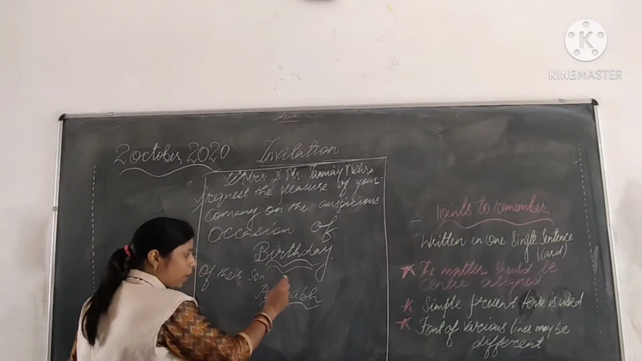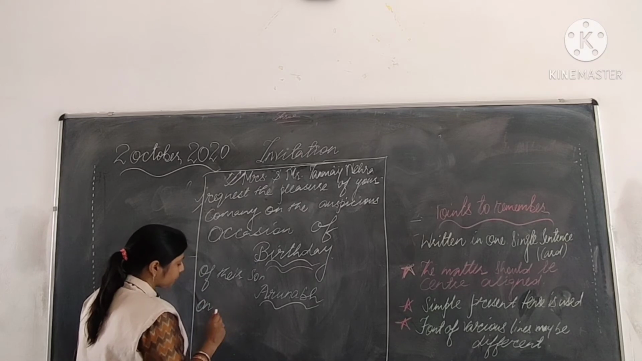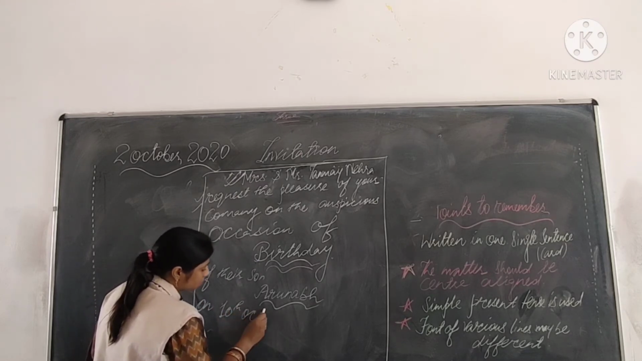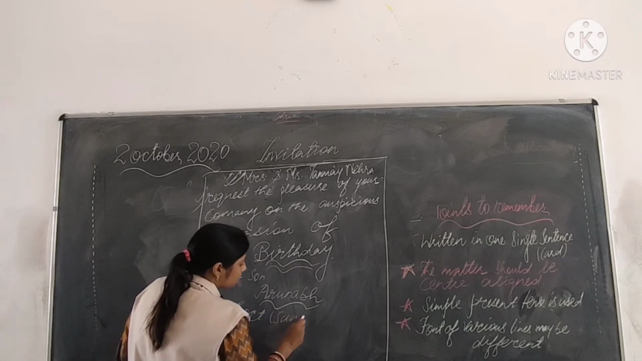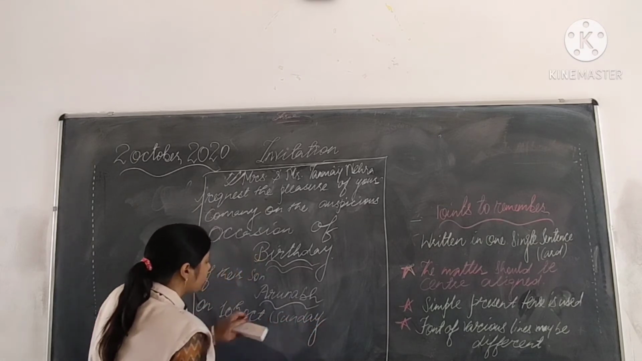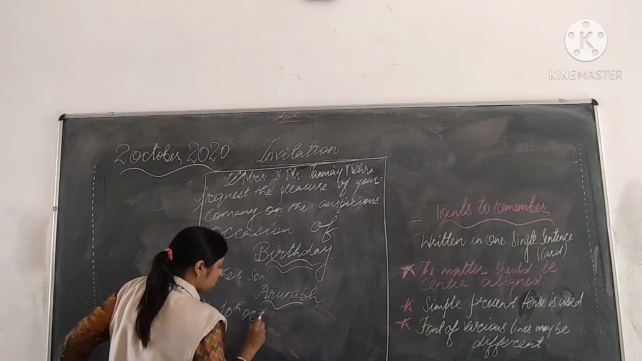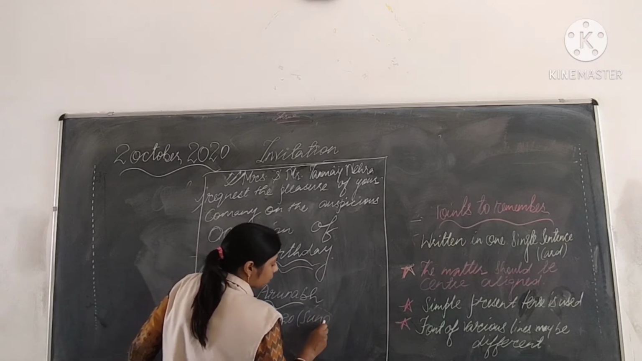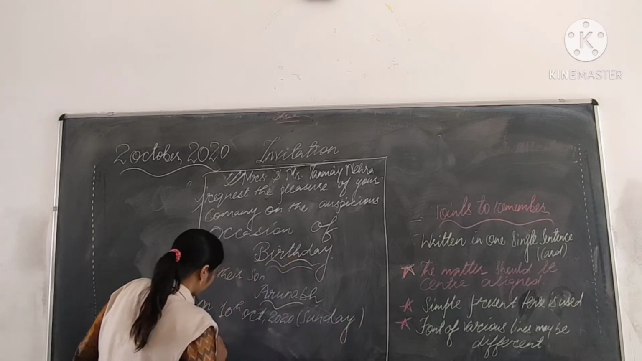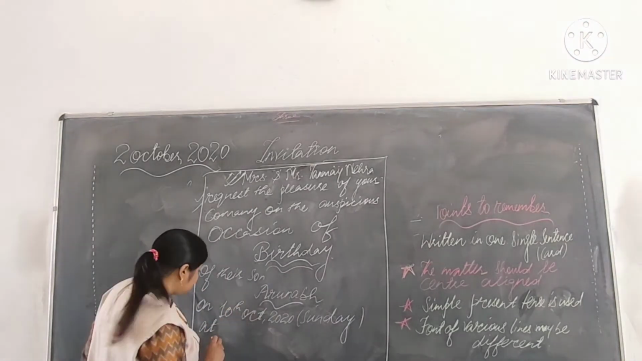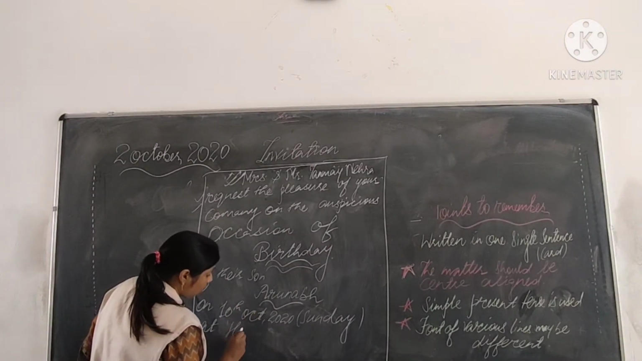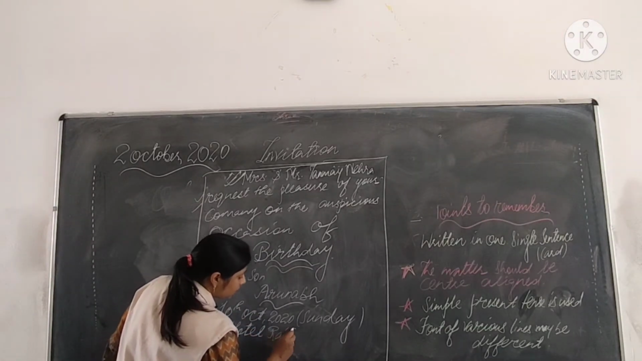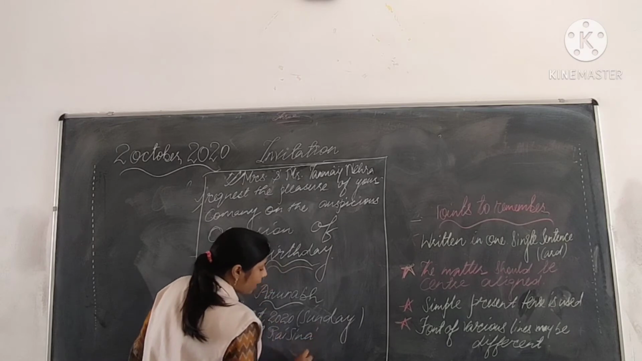Okay. So, Arunab, on 10th October, Sunday, on 10th October 2020, Sunday, okay, at their residence or at a hotel, Raisina, okay, whatever.